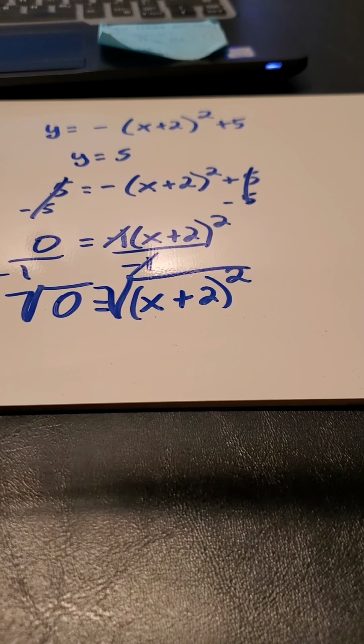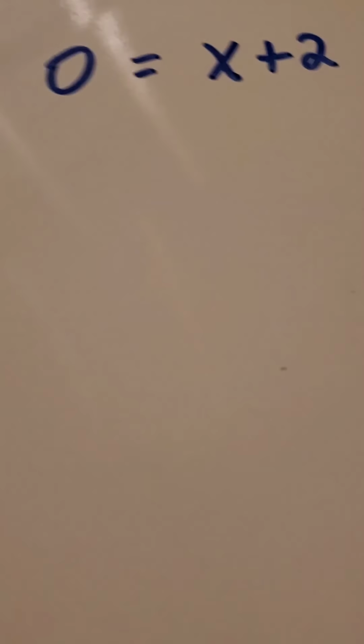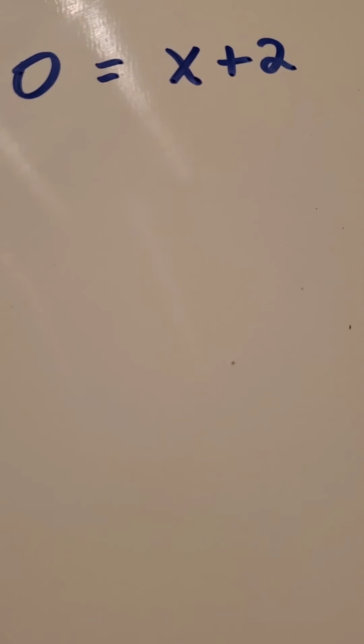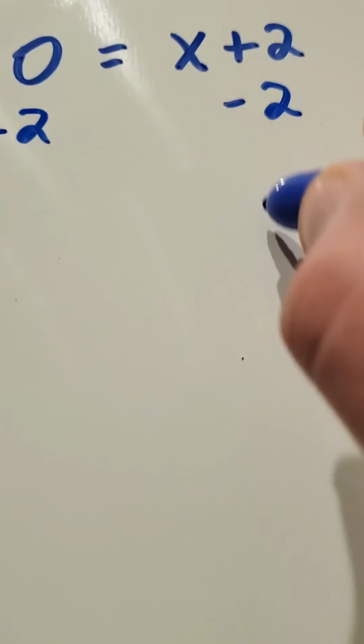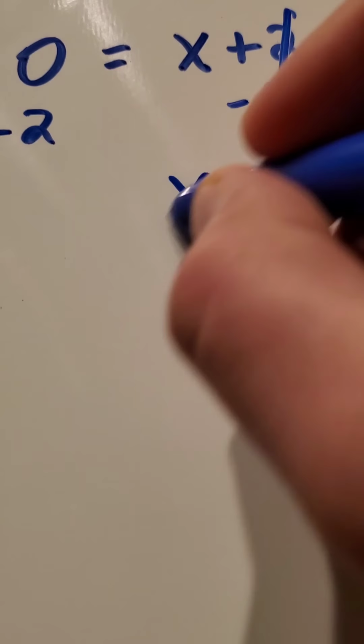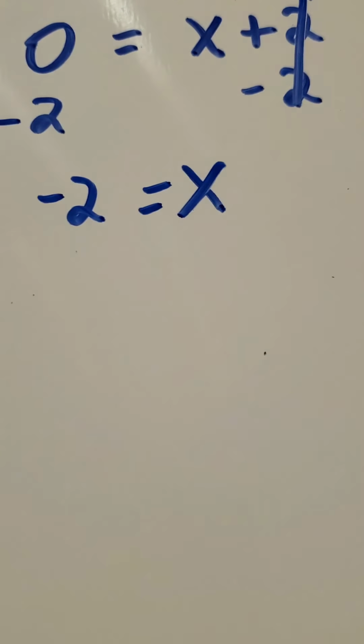And on the right side, when I take the square root of x plus 2 quantity squared, now I only have one of those terms. So it's just going to be x plus 2. 0 equals x plus 2. From here, this is a pretty simple problem to solve. I'm going to figure out what x is by subtracting 2 from both sides, so that when those cancel, x is equal to negative 2.